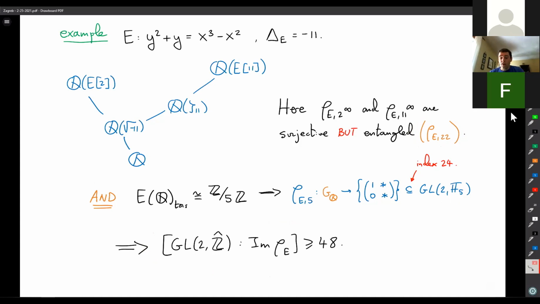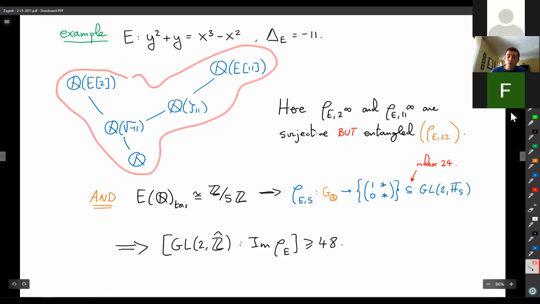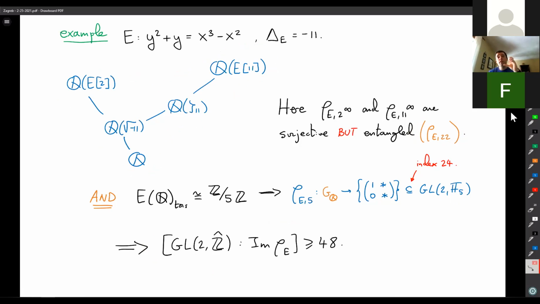So here's an example of some larger adelic image or a larger adelic index. But this is exactly the kind of thing I'm interested in now: what kind of interactions? This is a very mild interaction between two division fields, where the intersection of the two is just quadratic. How bad can those entanglements be?